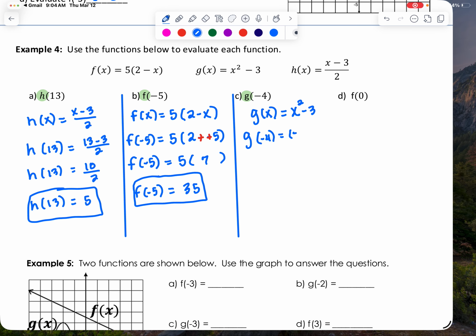So that means I'm going to take negative 4 and square it minus 3. Oh, and on this problem, the parentheses are very important because we want to make sure we're squaring the negative 4. So g of negative 4 equals, all right, so negative 4 squared is the same thing as negative 4 times negative 4, which would be positive 16 minus 3. So g of negative 4 is equal to 13.